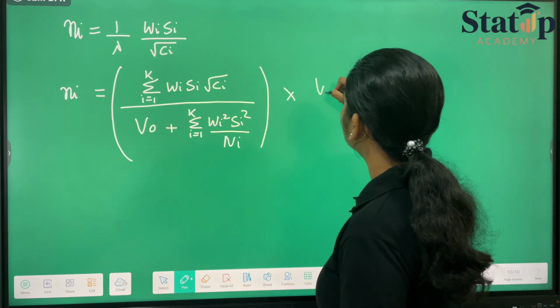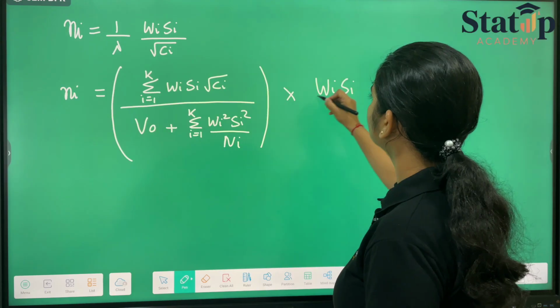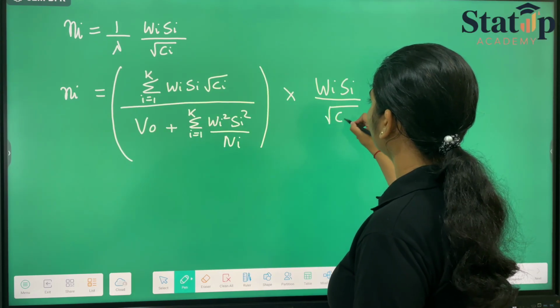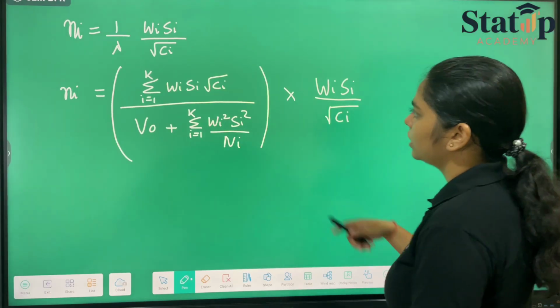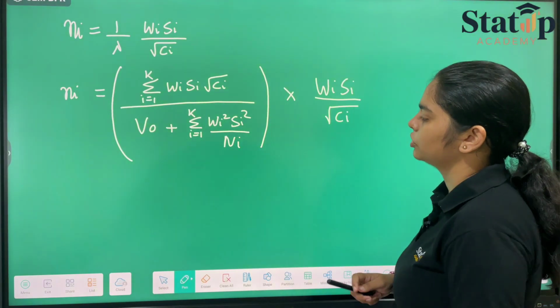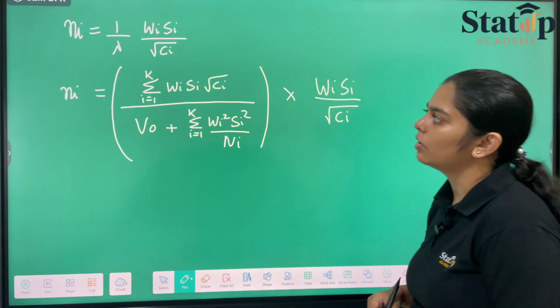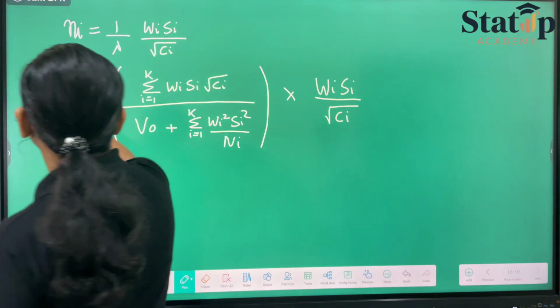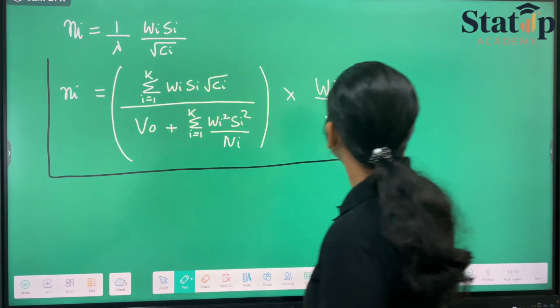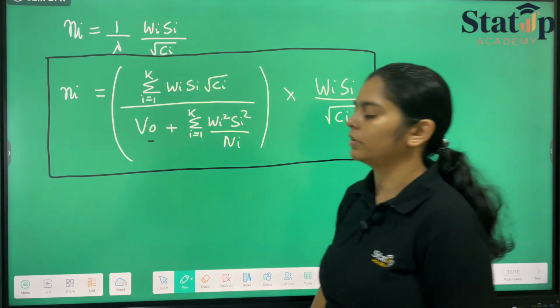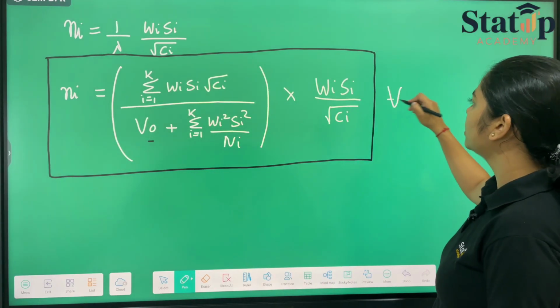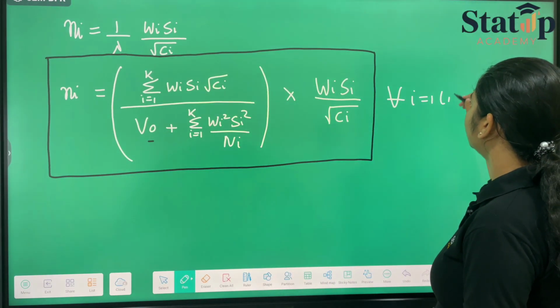into Wi Si upon under root Ci. Again, this cannot be cancelled because it is under summation and it is without summation. So this will be the value of our sample size in case of variance being fixed and cost is minimized, where variance being fixed is V naught, for all i goes from 1 to k.